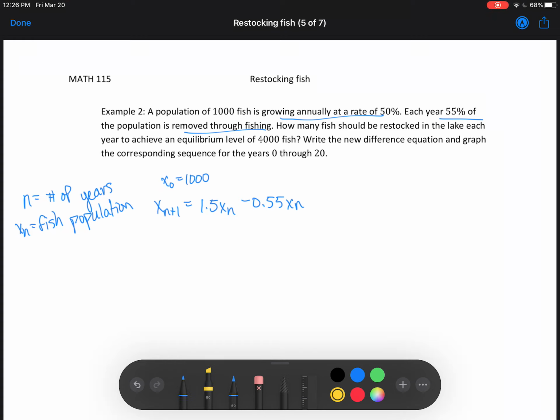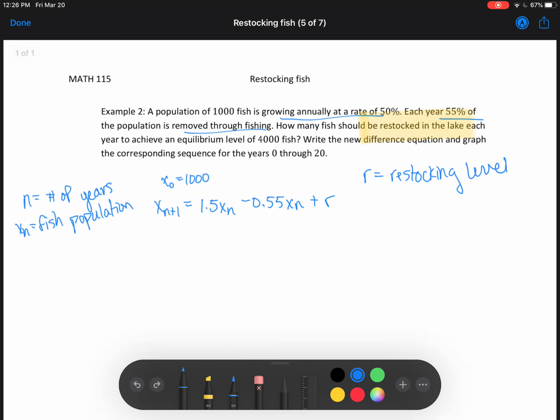And then we're asked to find how many fish should be restocked each year. So let's call that number R, and then we'll just write plus R. So that's the number of fish that we are just adding to the lake. Okay, so I'll just jot that down over here. R equals restocking level.